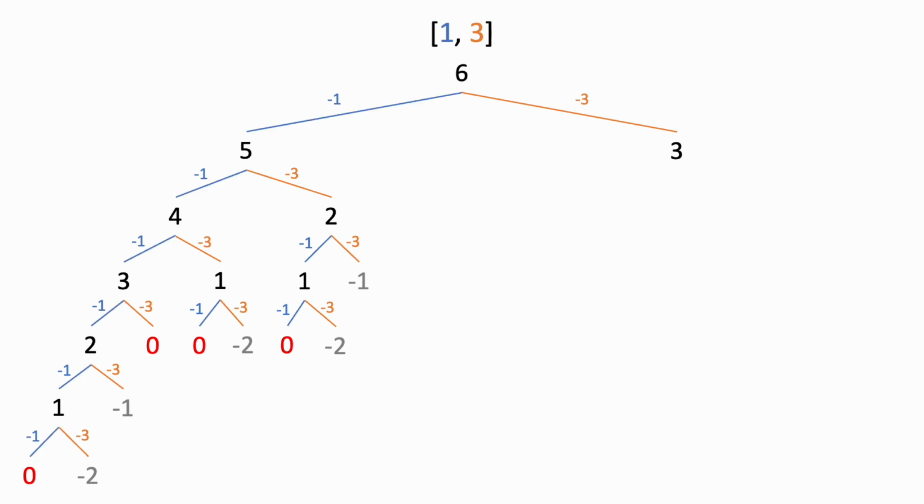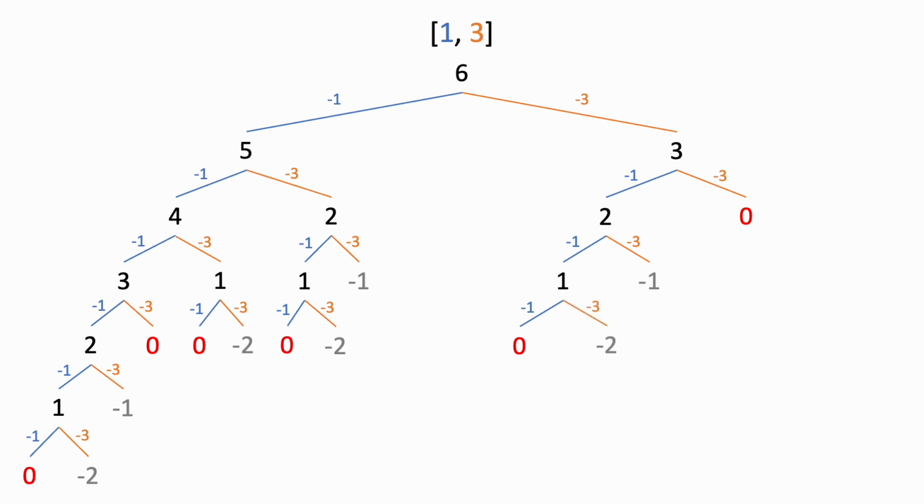Now let's finish the right branch. 3 will lead to 2 and 0, and so our fifth solution is to use 2 3s. The remaining amount of 2 will lead to 1 and negative 1, and 1 will lead to 0 and negative 2, and that is our sixth and final solution.